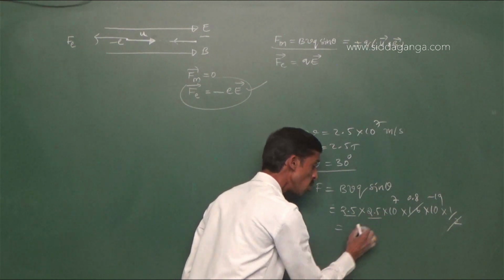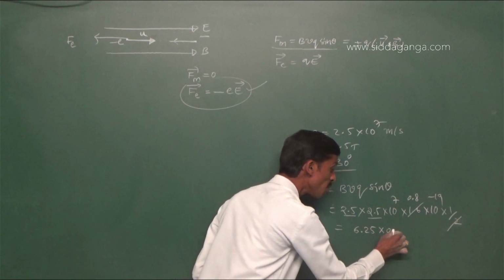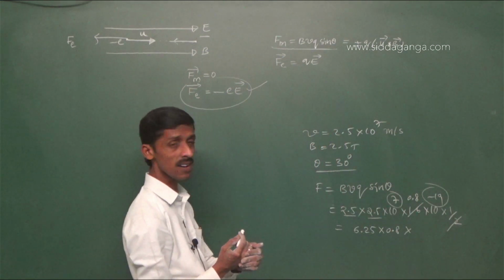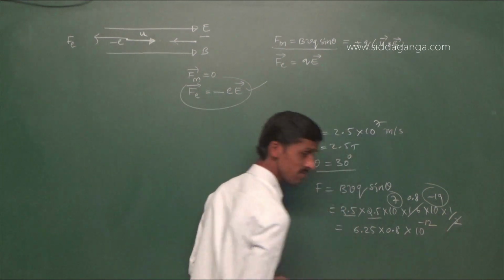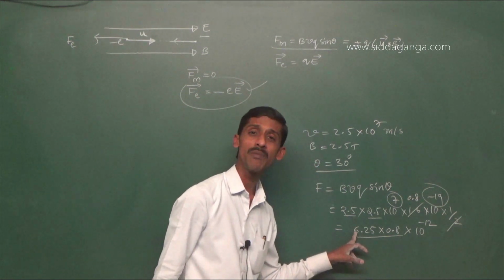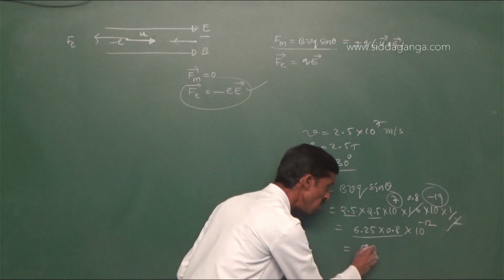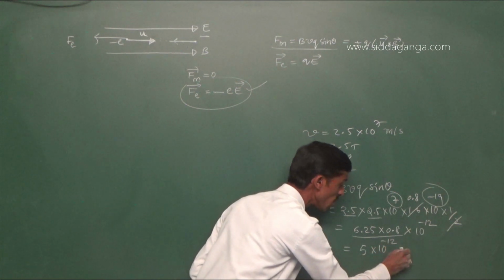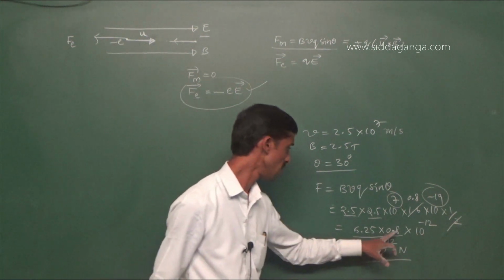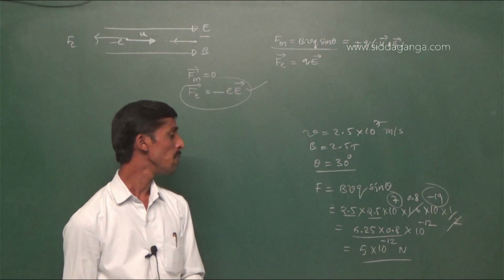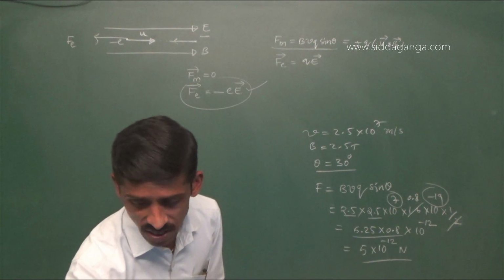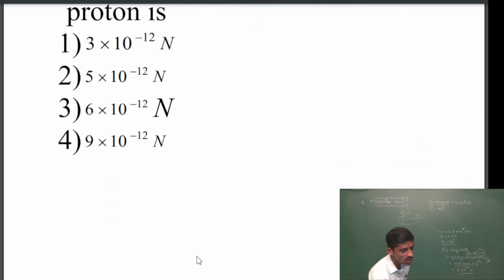So here 2.5 into 2.5, 6.25 into 0.8 into 10 to the power of 7, 10 to the power of minus 19. So 10 to the power of minus 12. So 6.25 into 0.8, this is equal to 5. So 5 into 10 to the power of minus 12 Newton. So the answer is 5 into 10 to the power of minus 12 Newton.